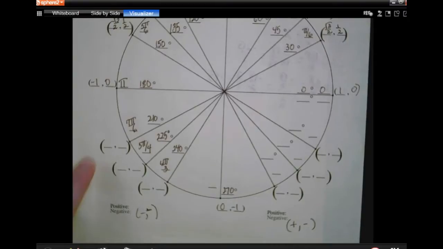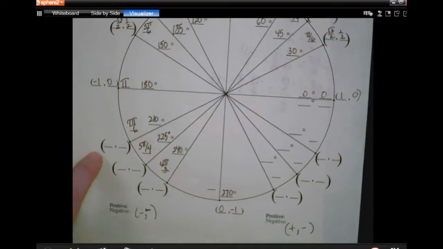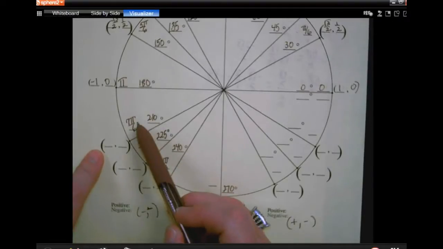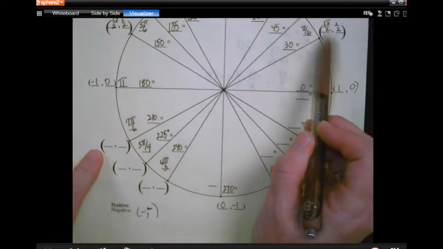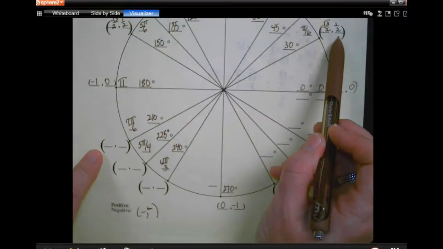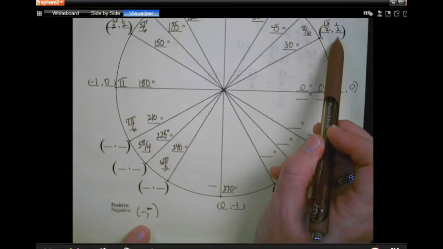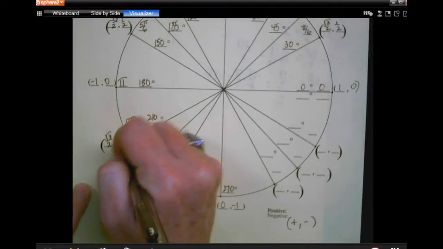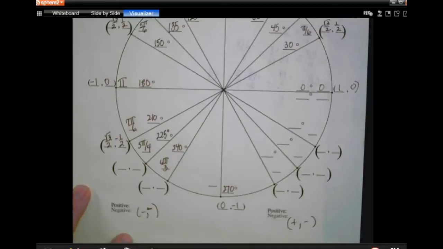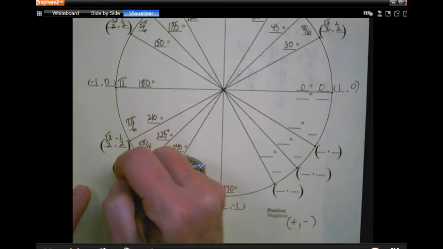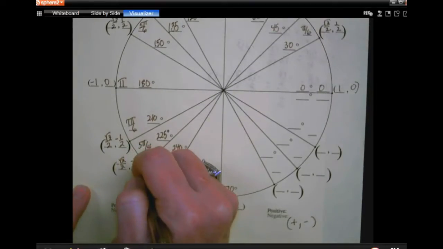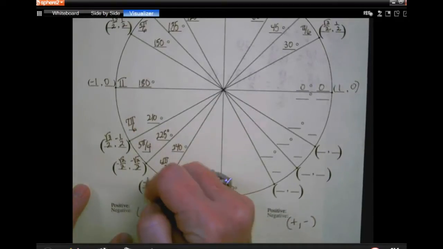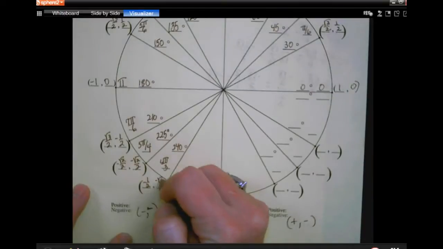All right, so now let's fill in the values. So the reference angle here is pi over 6. So pi over 6 is square root of 3 over 2 and a half. And they're both negative. So it's negative square root of 3 over 2 and negative a half. Negative square root of 2 over 2, negative square root of 2 over 2. Negative a half, negative square root of 3 over 2.